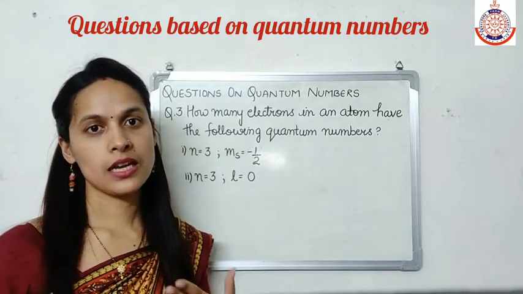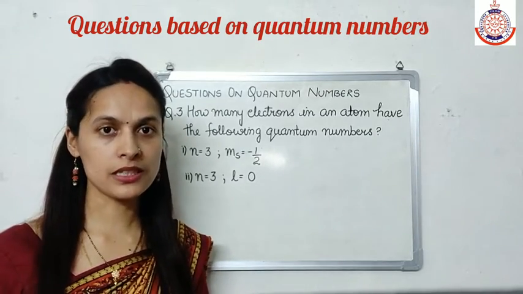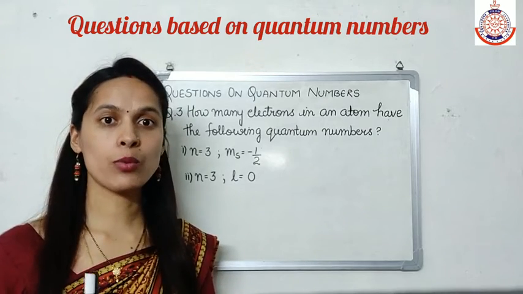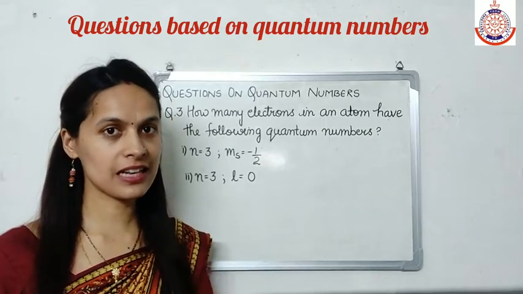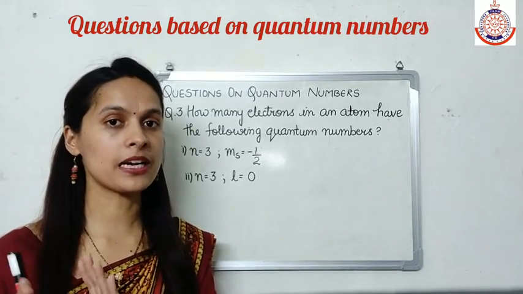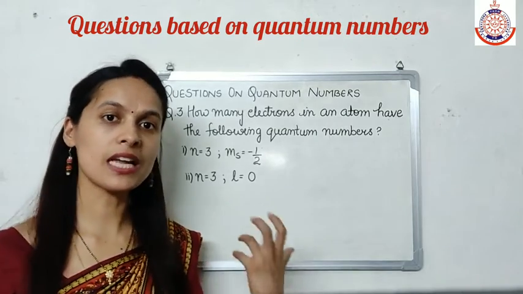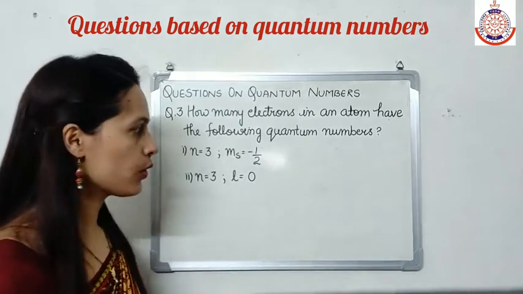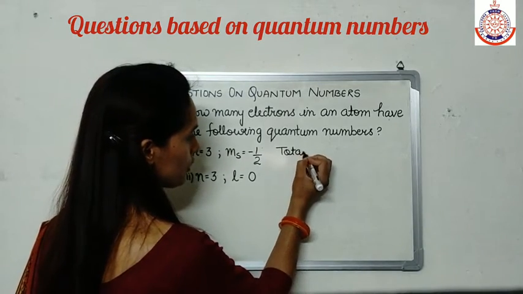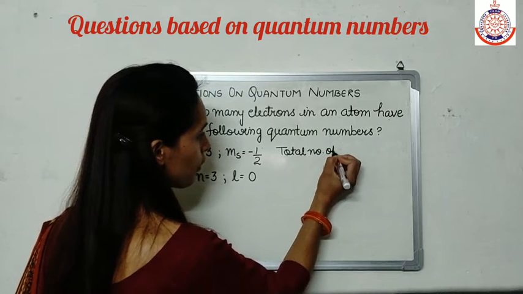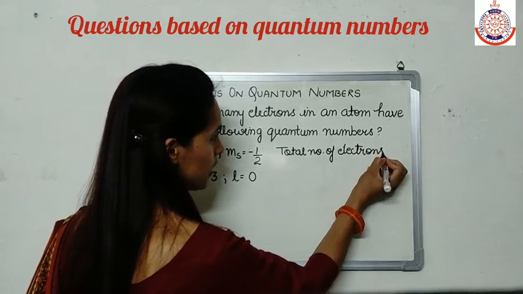We know that in the Pauli exclusion principle, we studied that in a particular orbital, we have two electrons and both electrons have opposite spin. It means if we have 6 electrons in a particular subshell, we have 3 clockwise rotation and 3 anti-clockwise rotation. So in the first question, the total number of electrons in the third shell.